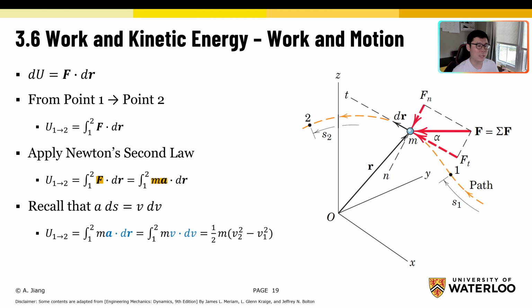From chapter 1, we had a ds equals v dv. Hope you still remember. We will replace the a and r here, which are the acceleration and displacement, with a and s in the a ds part, with the v dv. You see, after the integration, we'll get 1 over 2 m times (v2 squared minus v1 squared). This really completes the last piece of the puzzle in this section.